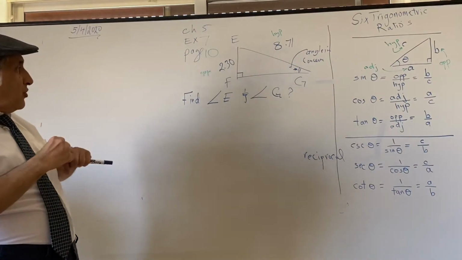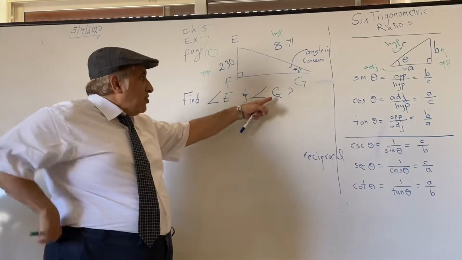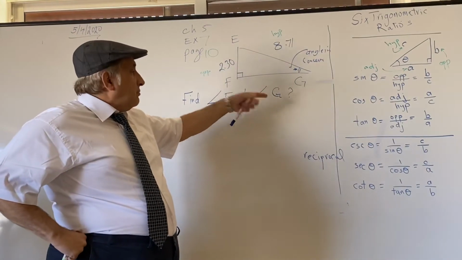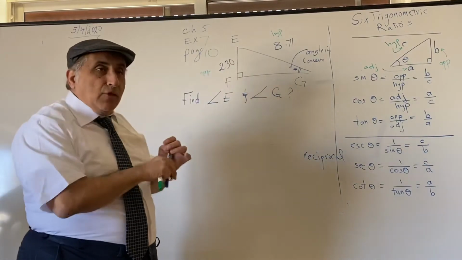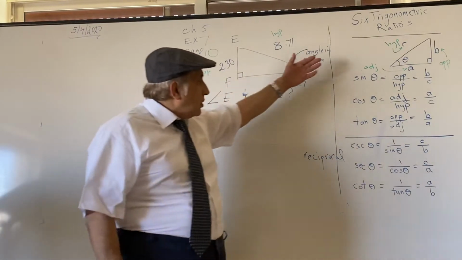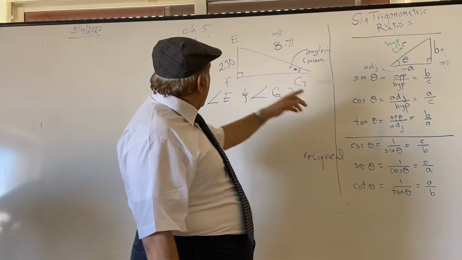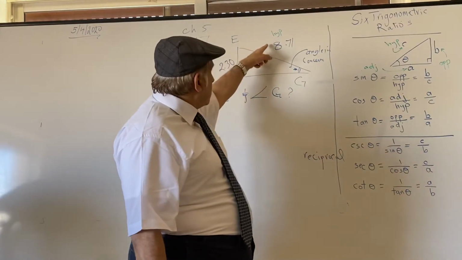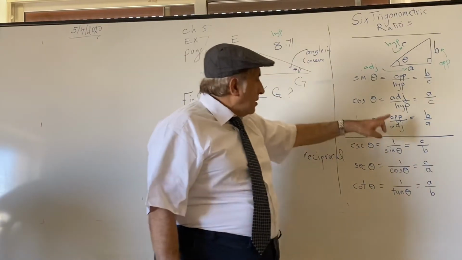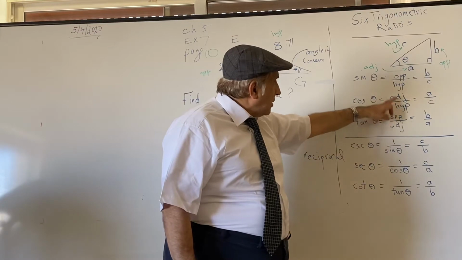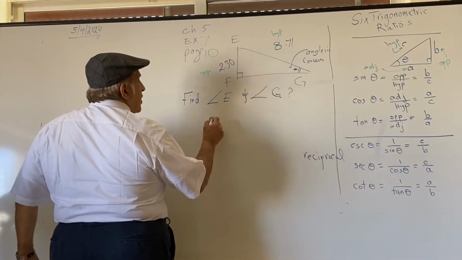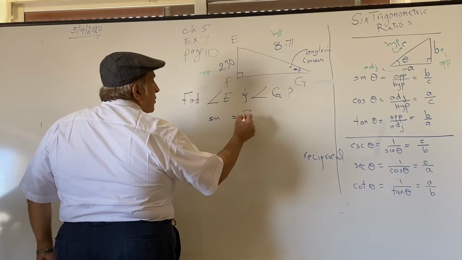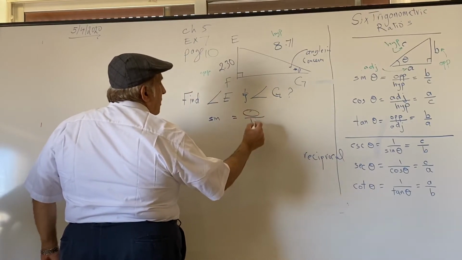So if I'm looking for the angle G, if I want to find the size of it, I'm given the opposite, I'm given the hypotenuse. Let's go to the shop. Choose. Which of these ratios has opposite and hypotenuse? Look at the basic ones. Opposite, hypotenuse. Oh, that one. So let me choose sine, which is the opposite over the hypotenuse.